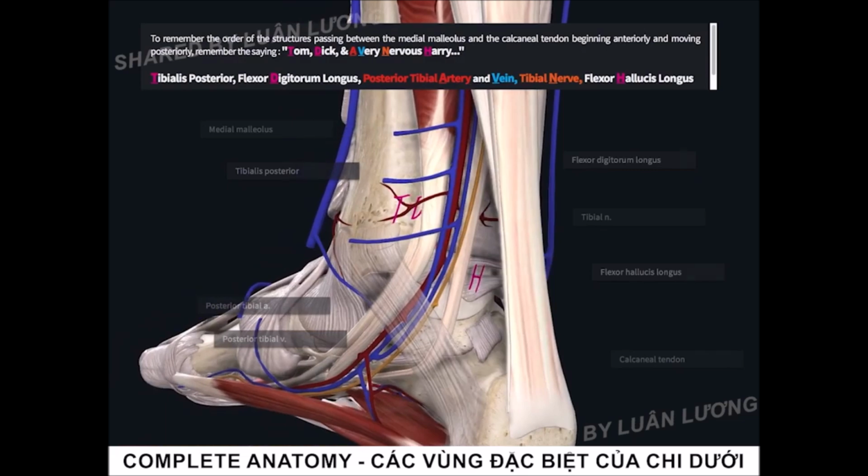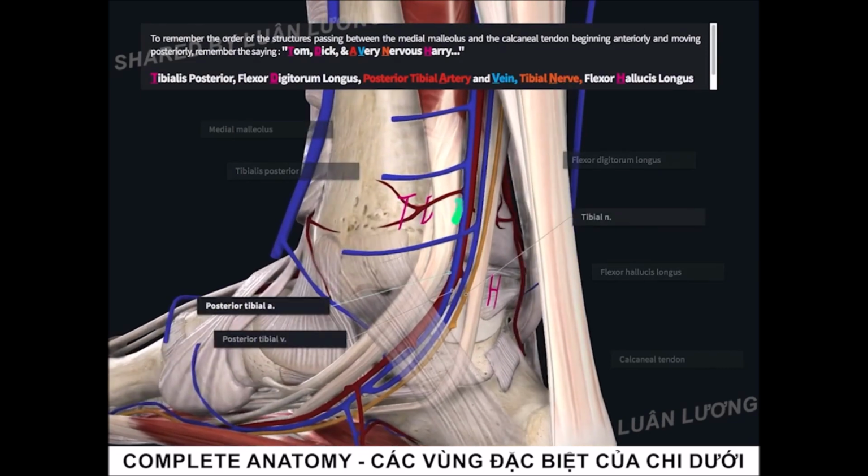So the order of the tendons is TDH for Tom, Dick, and Harry, with tibialis posterior, flexor digitorum longus, and flexor hallucis longus. The other structures that are passing through this space can be remembered by the simple addition of a very nervous Harry. And this will help us remember the artery, vein, and nerve passing within this same space. The artery is the posterior tibial artery.